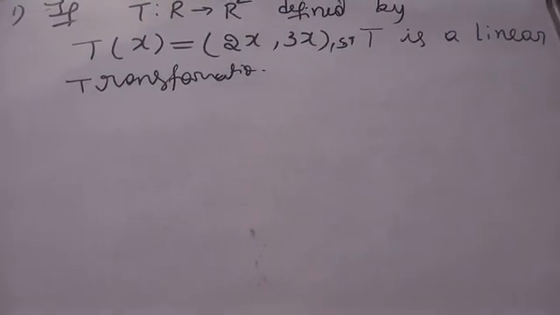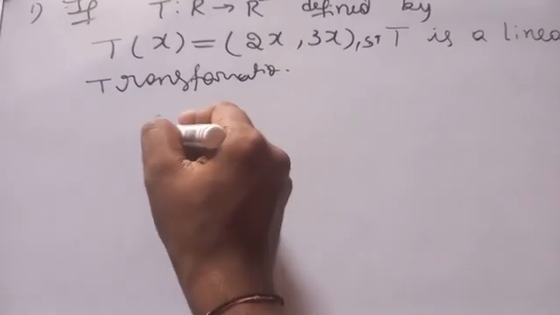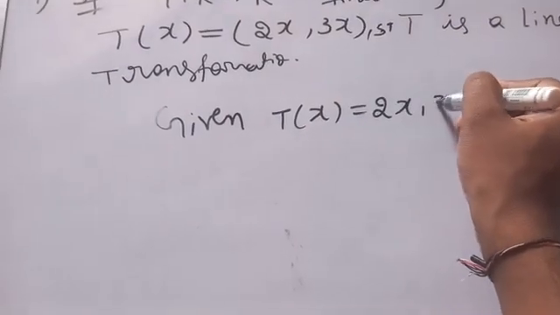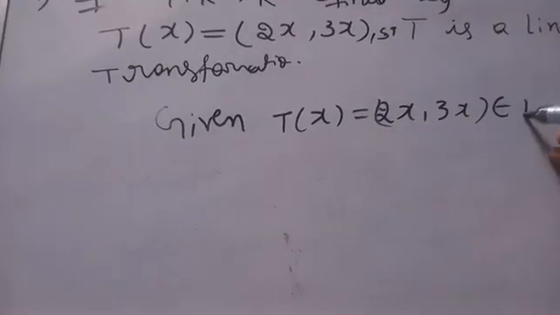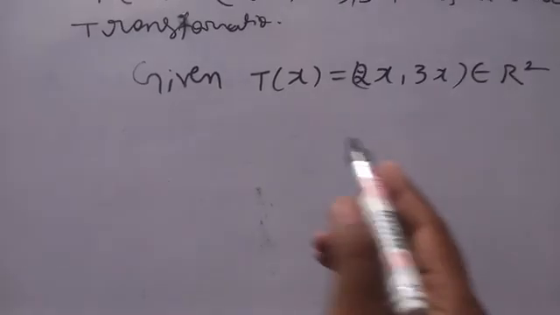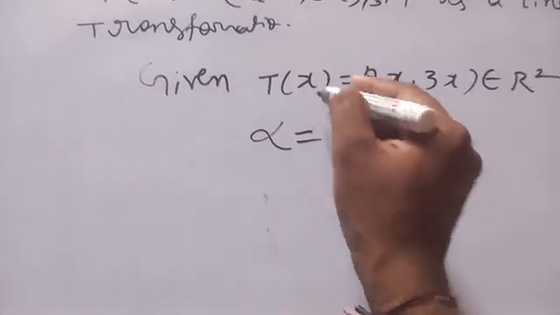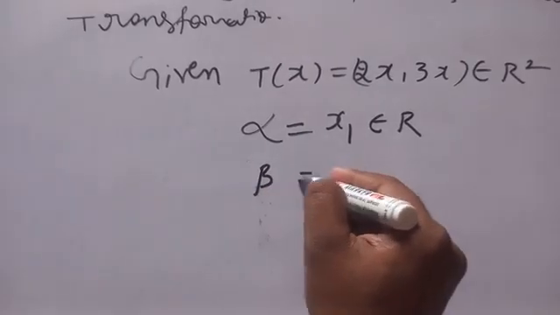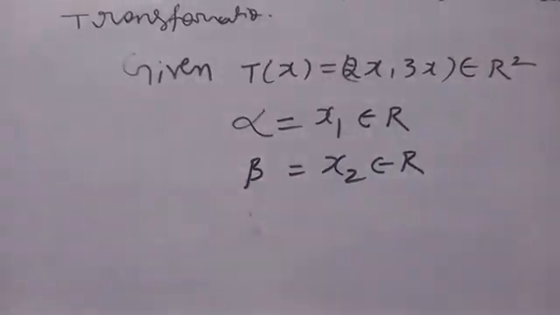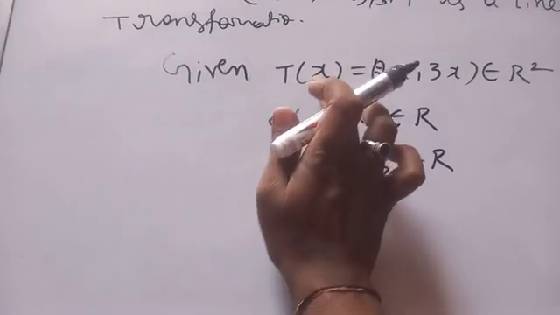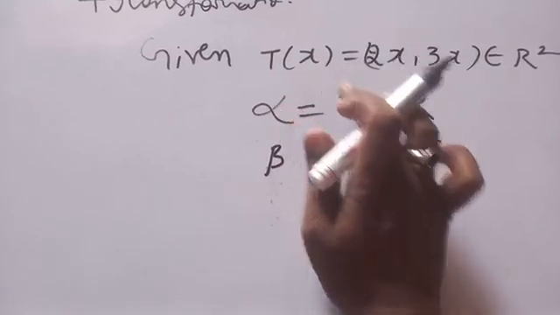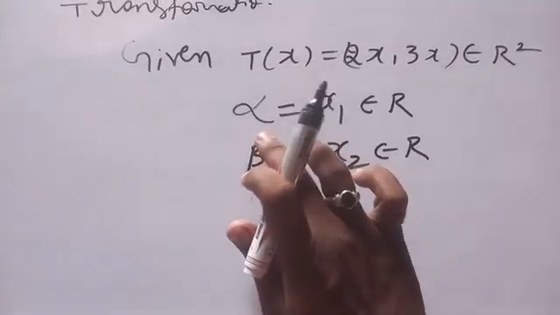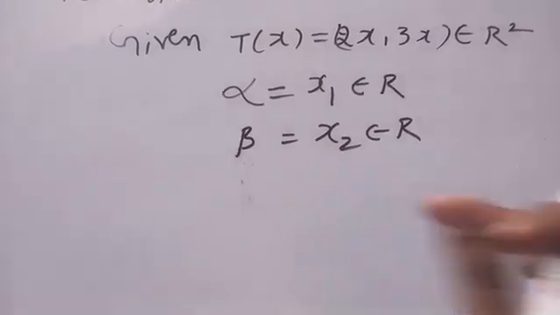Show that T is a linear transformation. So given T of x equals (2x, 3x), and (2x, 3x) belongs to R square. Now let us consider any two elements of the domain set. So alpha is equal to x1, which belongs to R, and beta is equal to x2, which belongs to R. So alpha is equal to x1, the first element, and beta is equal to x2, the second element.